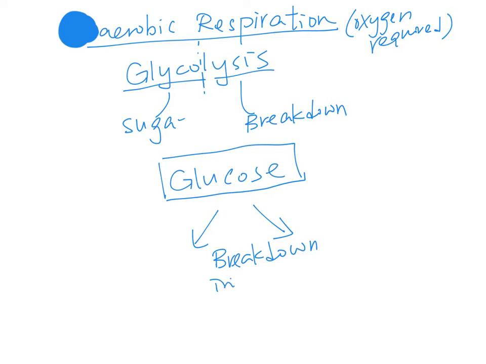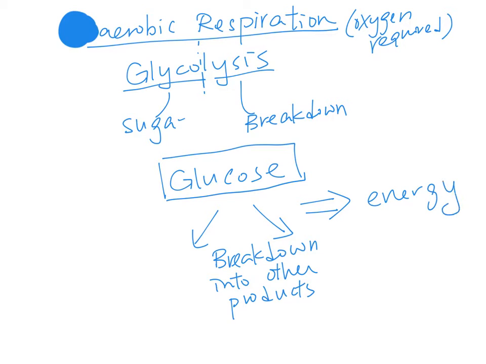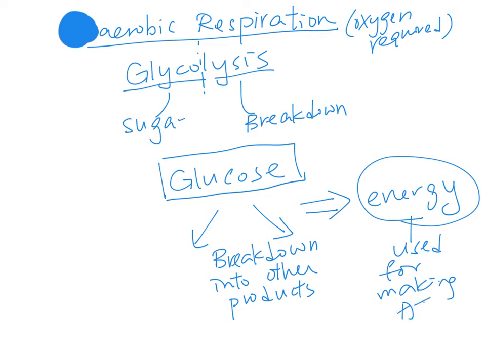So after being broken down into other products, it is going to release energy because there is a lot of energy trapped inside glucose. This energy that's being released from this process of glycolysis will be used for making ATP by combining ADP and phosphate, which is already in the cell.